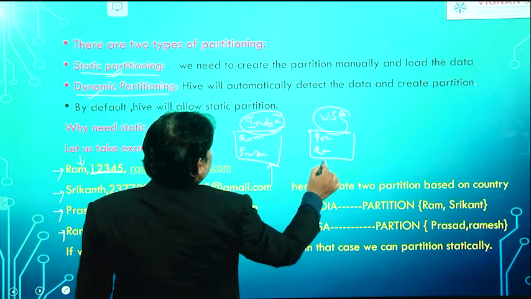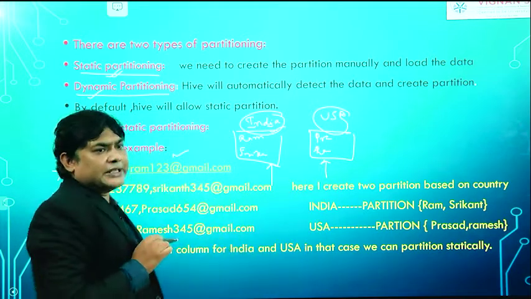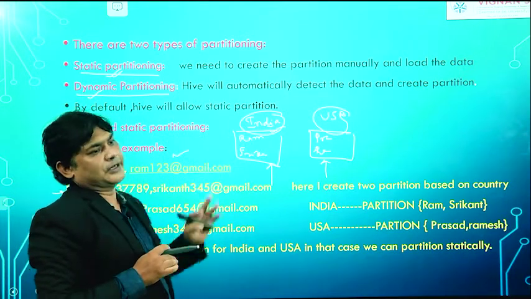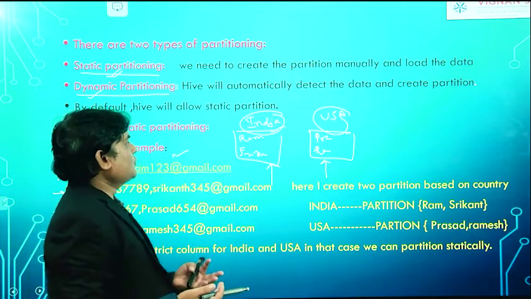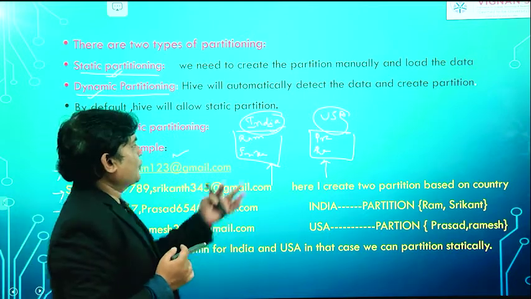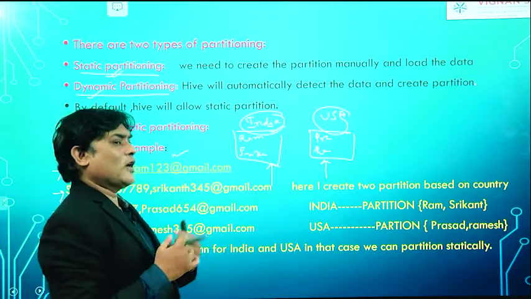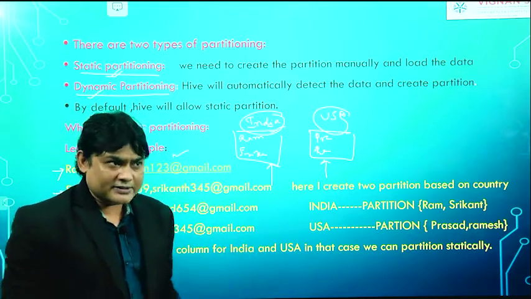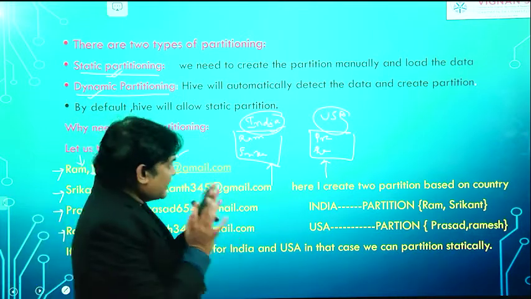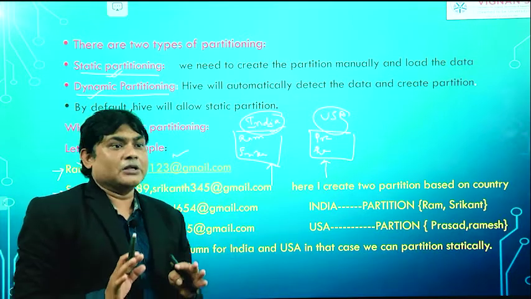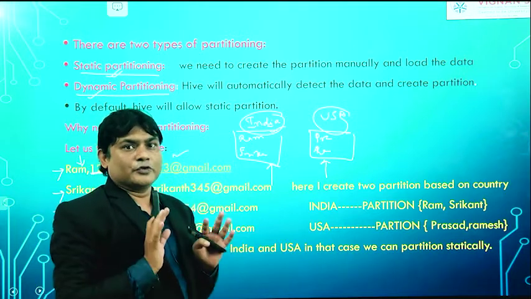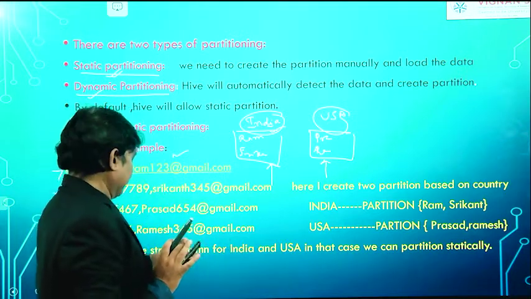So it is very easy for me to search for people from India. If my query asks for data of India, I can directly go to the India partition. If I want the names of people residing in USA, I can go to the USA partition and get the data from there. My query processing will be very fast, and it is easy to access data from these partitions. So for this scenario, it is advisable to go for static partitioning only.